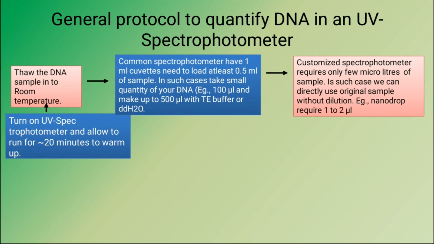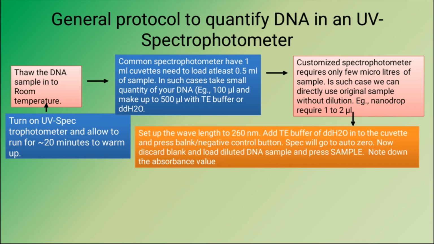A customized spectrophotometer to detect the DNA concentration is also available. This requires only a few microliters of sample. In such cases, we directly load a small quantity of our original DNA sample for quantification. A good example is the NanoDrop machine, which requires only 1 or 2 microliters of sample to quantify the DNA.